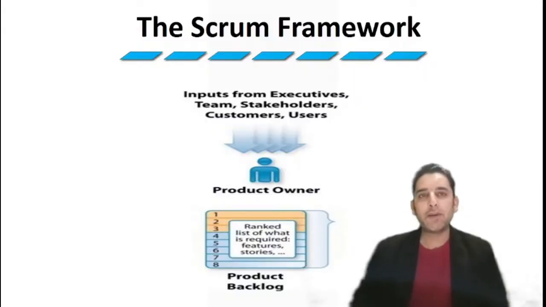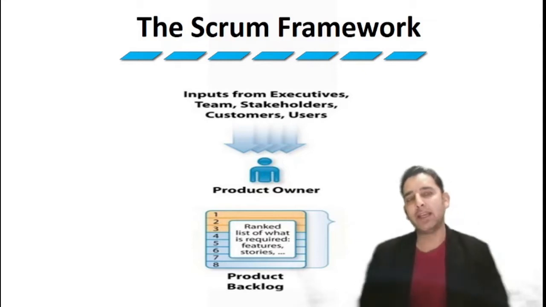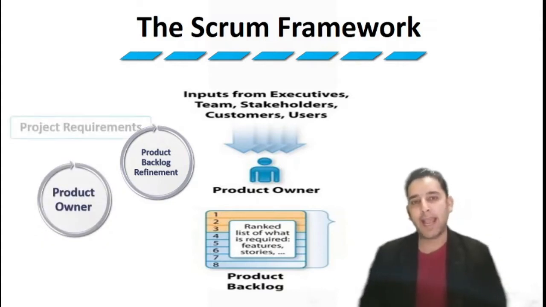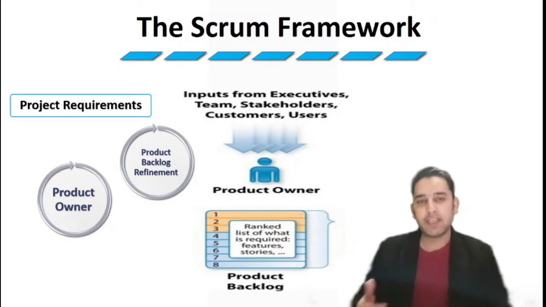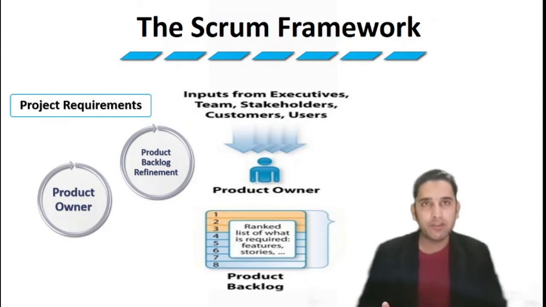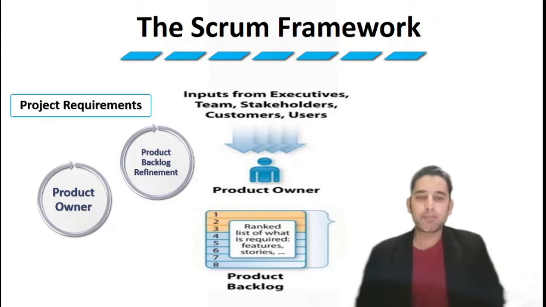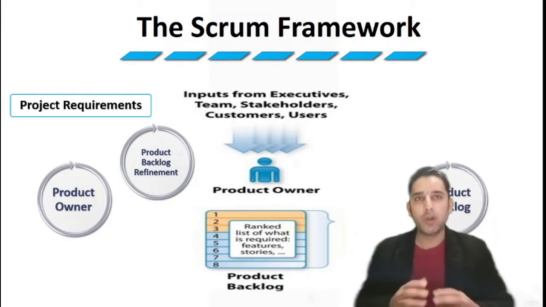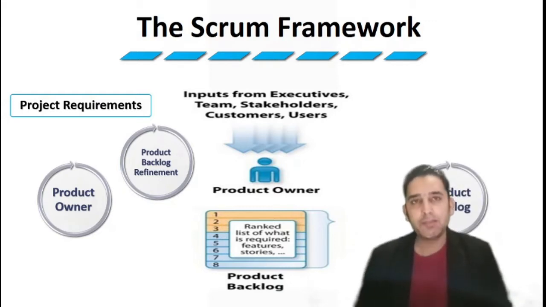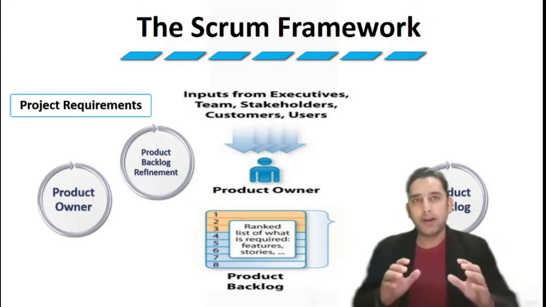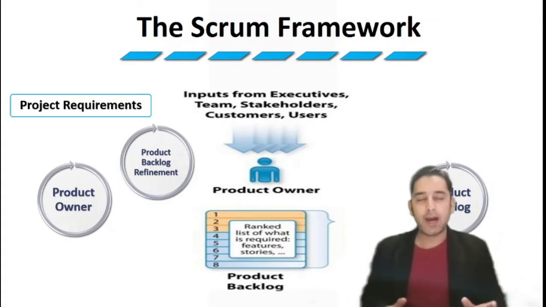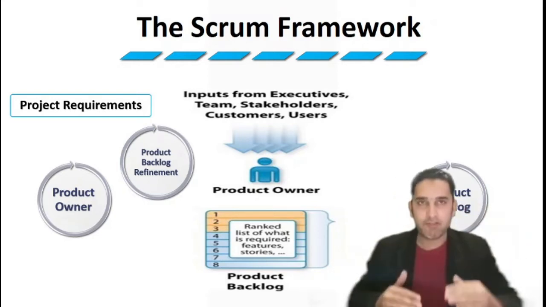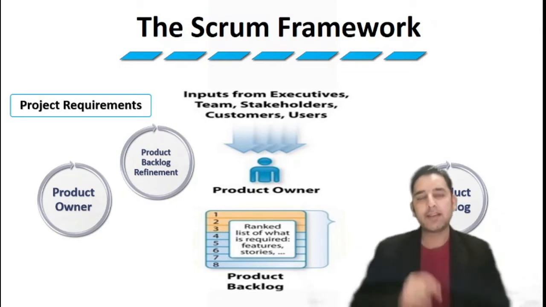The Scrum framework has 5 ceremonies, and the first ceremony is known as product backlog refinement. This is the phase where the product owner is gathering requirements from executives, the team, project stakeholders, customers, end users, and other teams as well. The product owner gathers requirements from different stakeholders and creates a backlog, which is known as the product backlog. A product backlog is basically a prioritized list of ordered items, which means that all the requirements gathered from different stakeholders are prioritized and then ranked based on that prioritization, and this is done by the product owner.